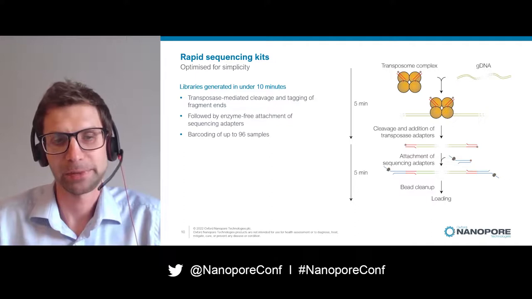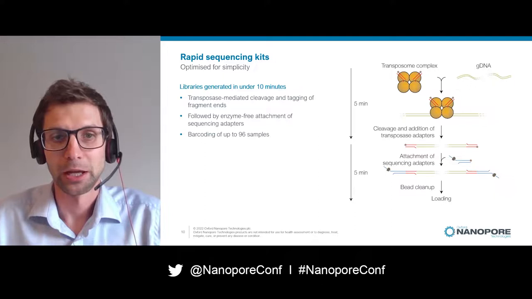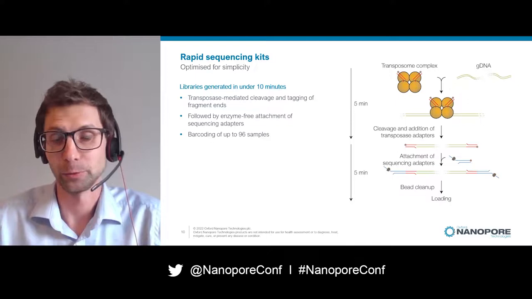Now, these adapters include rapid attachment chemistry that can then be used in an enzyme-free addition and attachment of the sequencing adapters. So after these two steps, the DNA again is ready to be loaded onto the flow cell and for the sequencing. This protocol is also compatible with barcoding. The barcodes can be introduced at the transposition step, so there is no extra step required for multiplexing up to 96 samples in a single library.